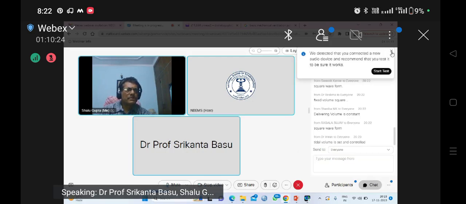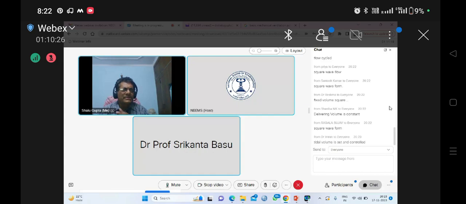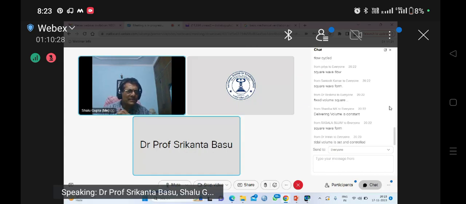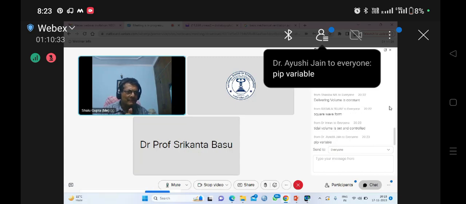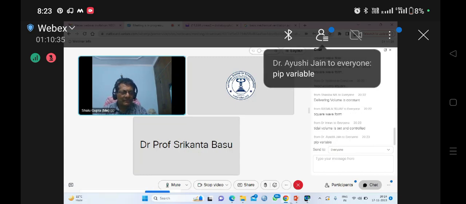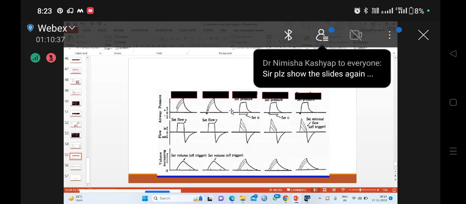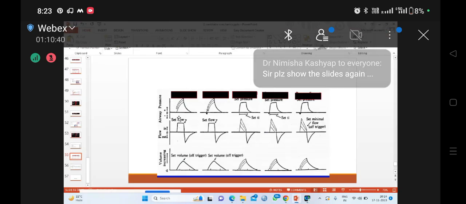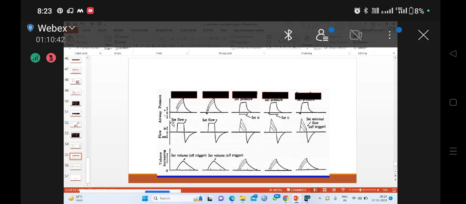Got it. So I think most of you are right. Somebody has said square waveform, fixed volume square. Yes, delivering volume is constant. Square waveform. Yes. So if you can see from what I have shown over here, the first is a volume control. As you can see, the flow is constant over here. So whenever in your waveform you find this kind of square flow waveform, it's a volume control.